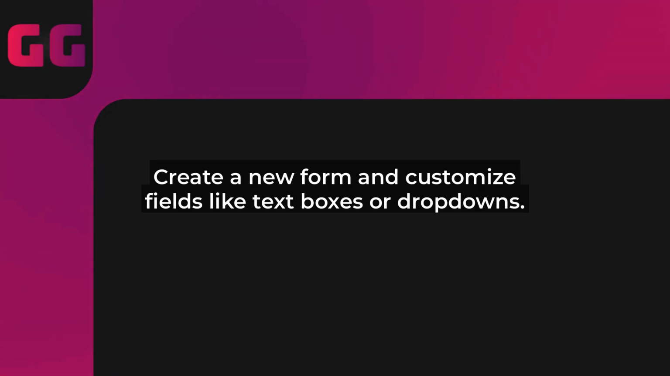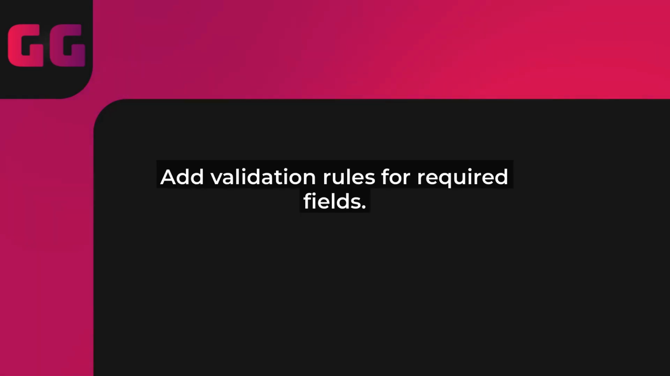Next, customize your form by adding fields. Think about what data you need: text boxes for names, drop-downs for options, or even date pickers. Smartsheet makes it intuitive. Just drag and drop elements to build your form. Don't forget to add validation rules, like required fields, to ensure you get quality responses.